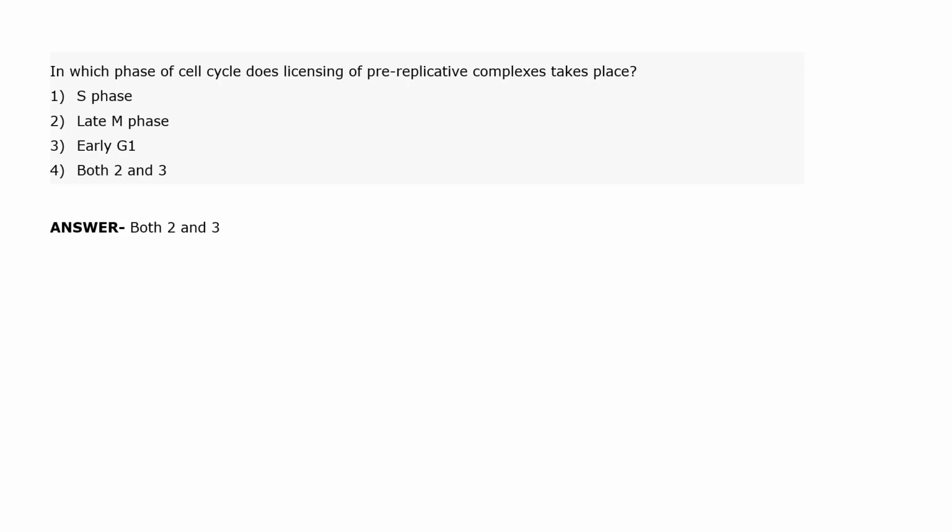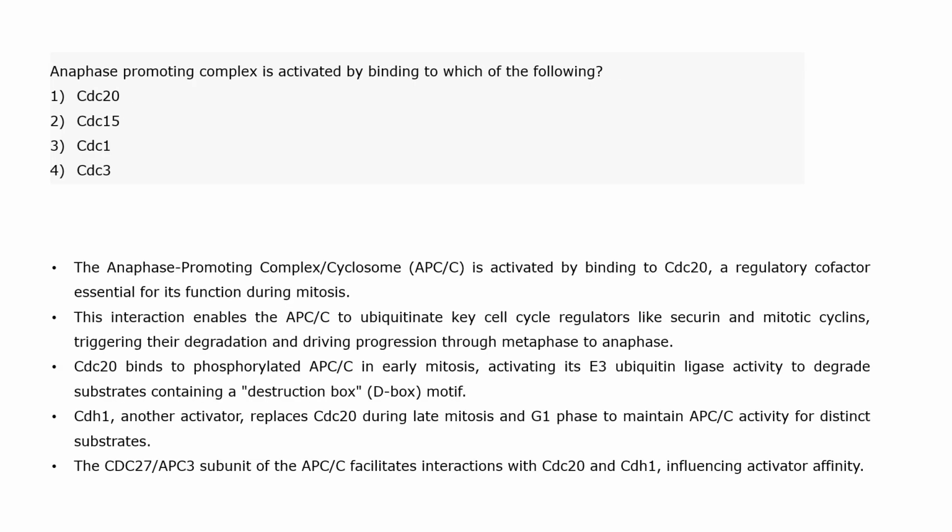Okay, so I think it's clear, right? So I will move on to the next question. So the answer is quite clear. I will just read this out because I haven't properly edited this slide. So anaphase promoting complex is activated by binding to which of the following? CDC20, CDC15, CDC1 or CDC3. So from that you can get that the answer is CDC20.